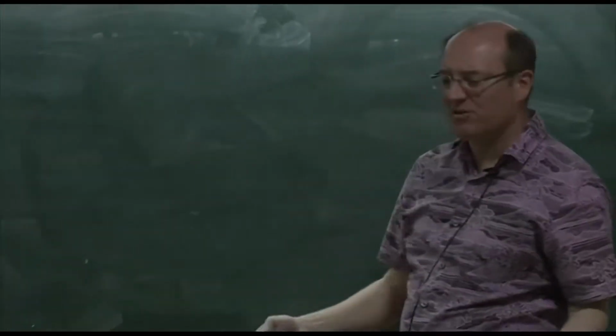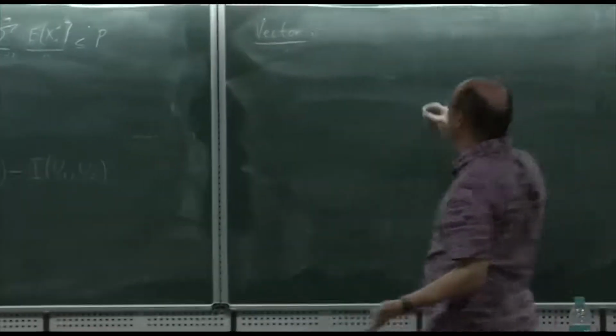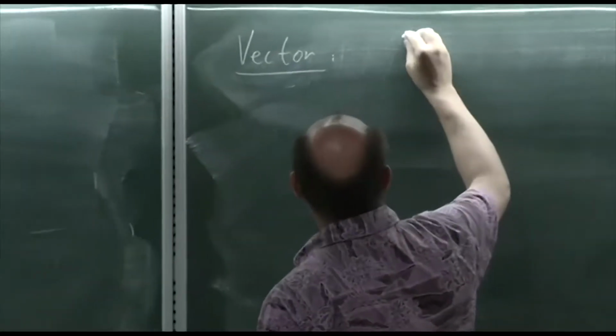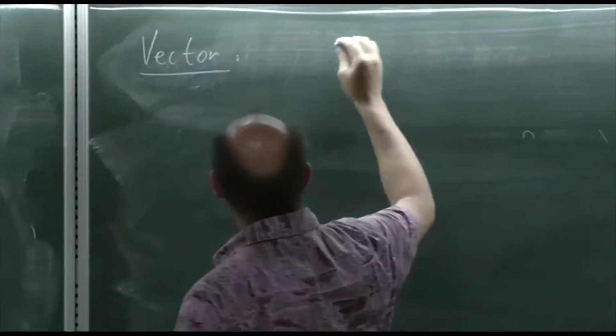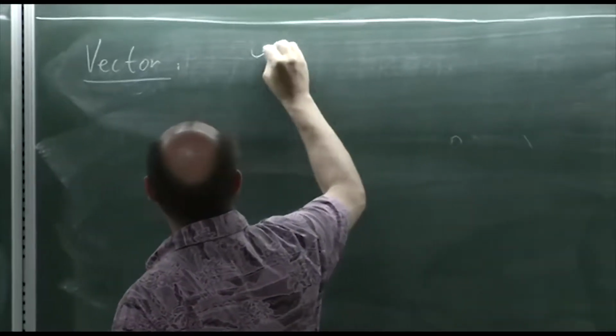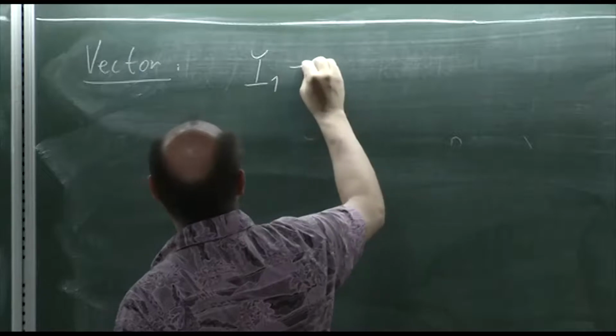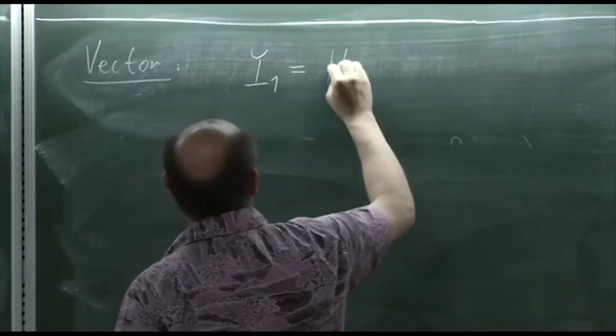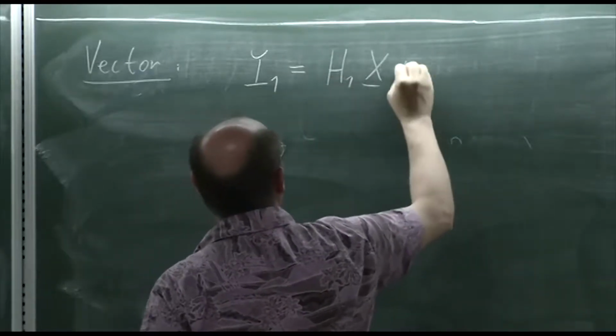So in base stations you have a lot of transmit antennas. So our new channel will look like this. Well, we could do the full case, I guess. Suppose we have the full case. So we'll have y1 equals h1 x plus z1.